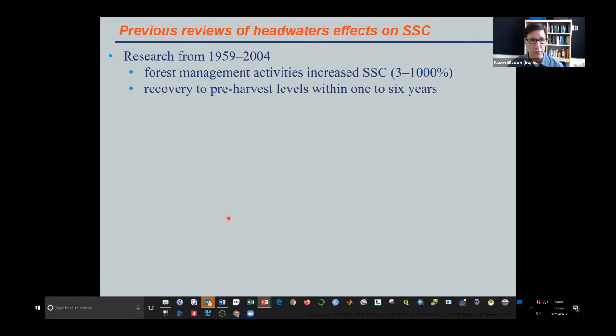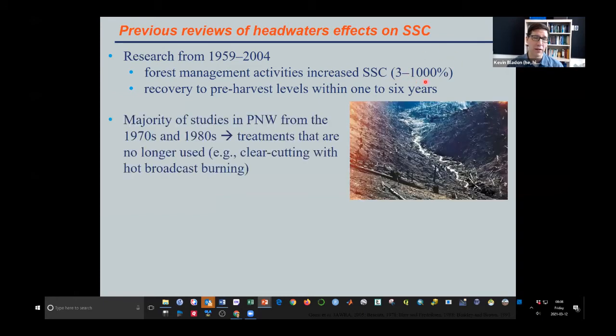Before we get into the recent research, if you're looking for a place to start in thinking about, well, how do forest practices affect turbidity or sediment? A really good paper for that was a paper in 2005 by Gomi and others. They summarized the current literature of the time from the late 1950s up until 2004 on forest practices on turbidity and sediment in the Pacific Northwest. And what they found, not surprisingly, was a lot of variability from really negligible increases in suspended sediment up to 1,000-fold increases in suspended sediment.